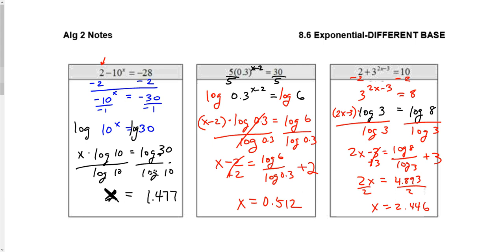And so that's how you do it if you have the bases that don't turn into each other. You have to take the log of both sides unless there's an e. When there's an e, you can just use ln because that makes everything easier. And then if you have extra stuff that's attached to your base, like the extra 2 in the first example up here, or the 5 that's being multiplied like the second example, you have to isolate the base first before you can take the log of both sides.